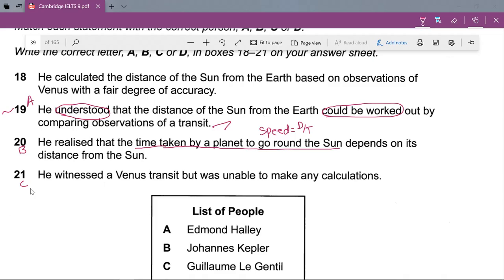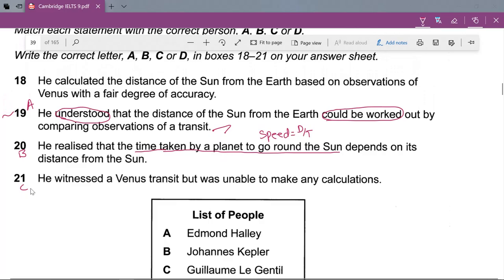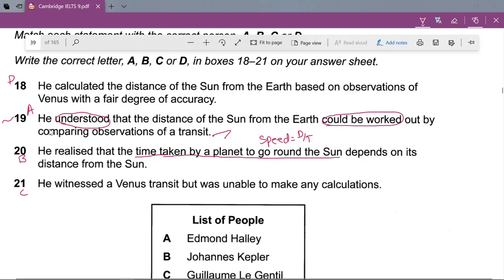Okay, so which statement serves Gentle's part? Witnessed the Venus transit but was unable to make any calculations. Of course, this is the one. So instead of reading the whole thing, I'm just focusing on these guys and trying to get the idea of what they said.